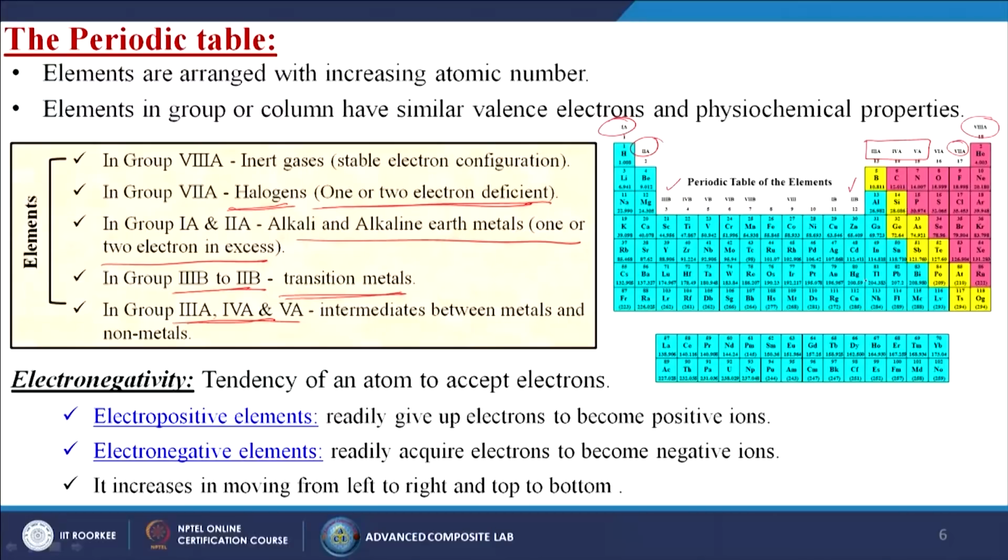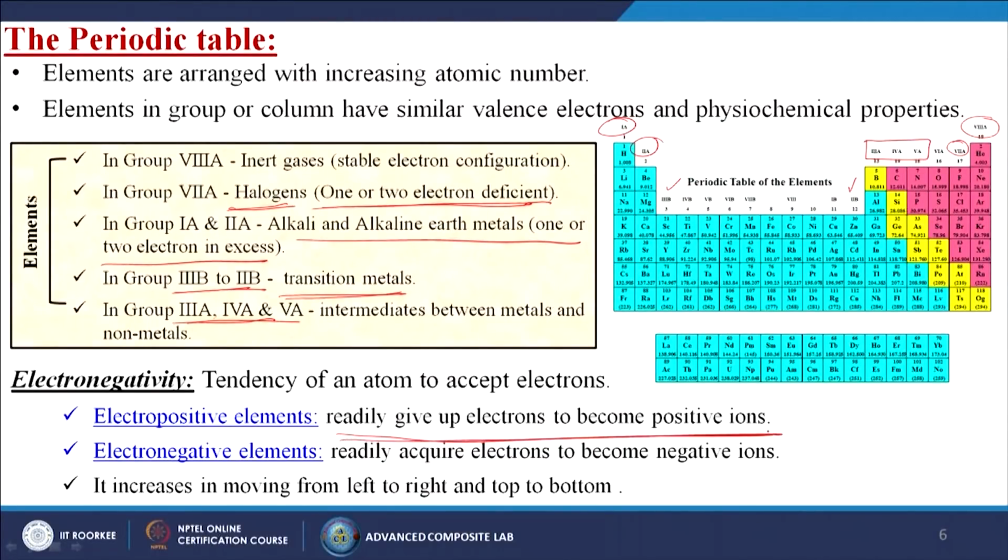So, what is electronegativity? Tendency of an atom to accept electrons, that is why it became negative. Electropositive elements readily give up electrons to become positive ions. So, it is losing the electrons. Electronegative elements readily acquire electrons to become negative ions. So, it is accepting the electrons. It increases in moving from left to right and from top to bottom.